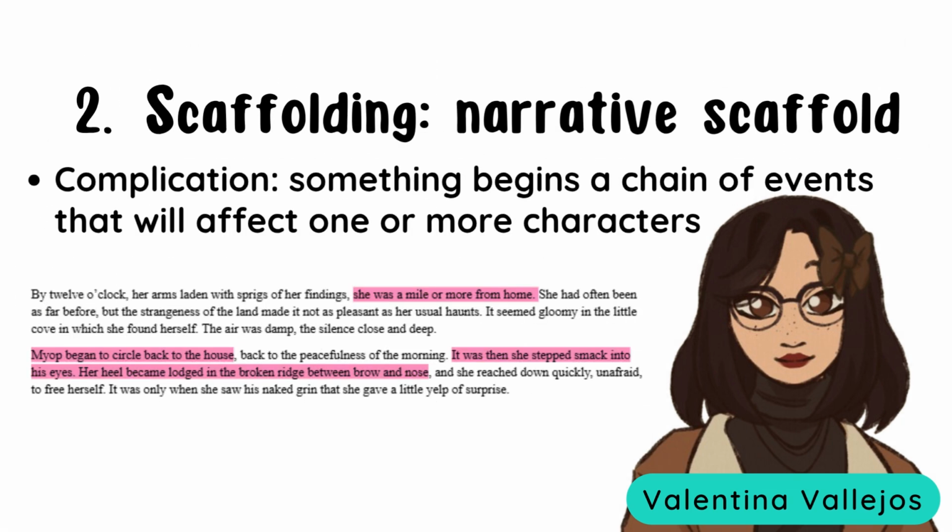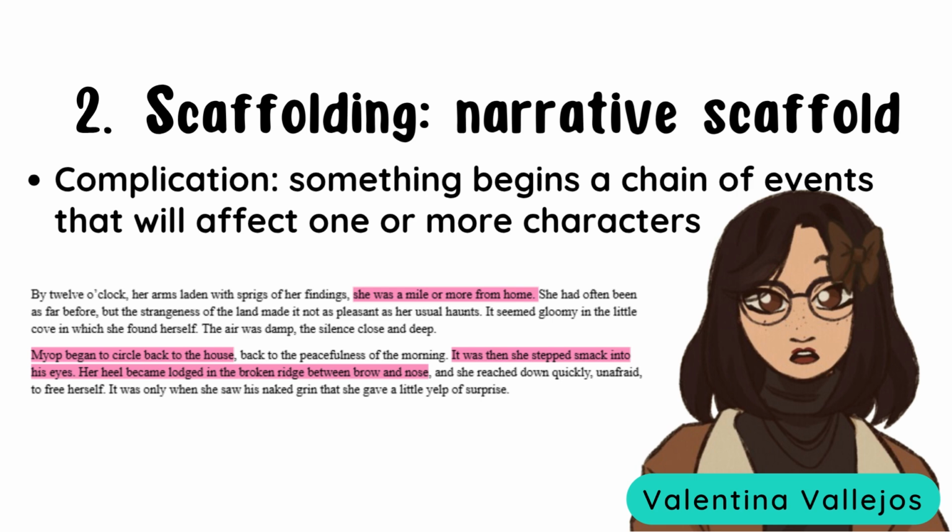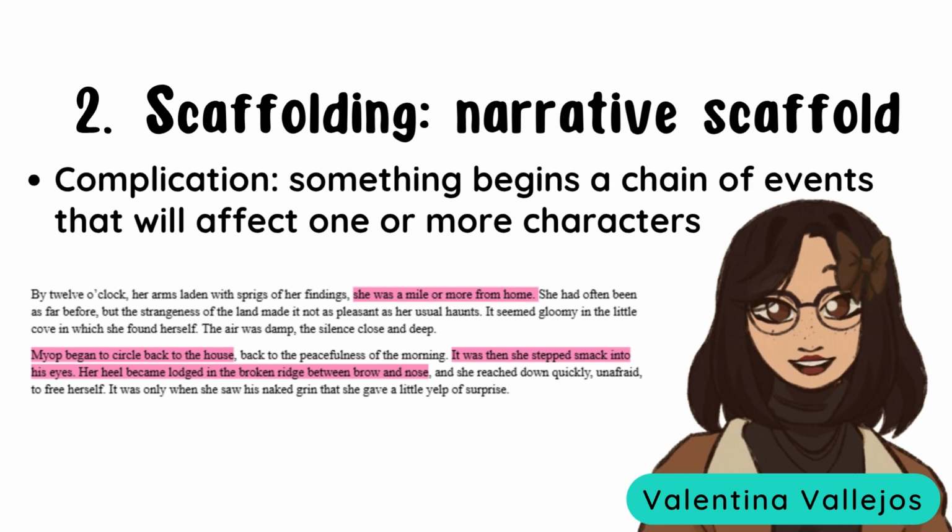Secondly comes the complication. In this part, something begins a chain of events that will affect one or more characters. In this case, it is when Myop walks too far away from home, and when she turns around to go back home, she accidentally steps on a skeleton.